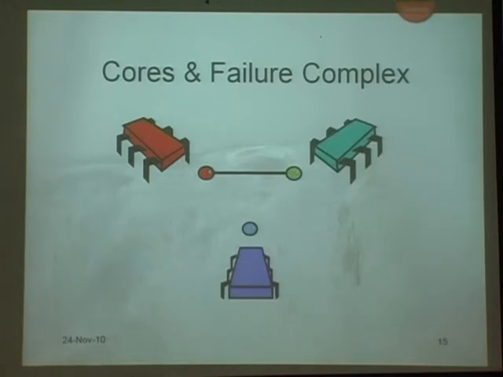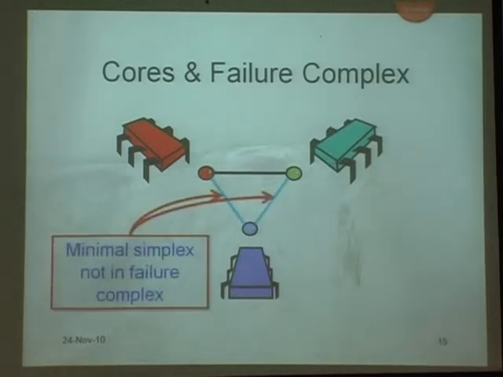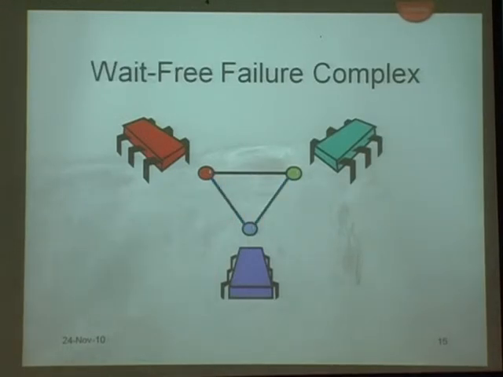What is a core in terms of the failure complex? Well, a core is a minimum simplex that is not in the failure complex. So basically, it's any simplex that meets this edge here, for example, is a core because it's minimal dimension. Anything smaller is a failure set, but it's not a member of the complex. So we can define cores in terms of this failure complex.